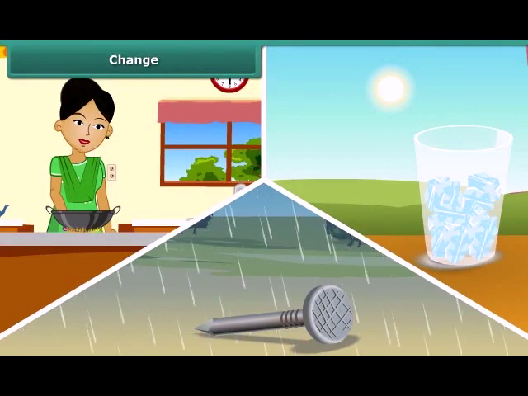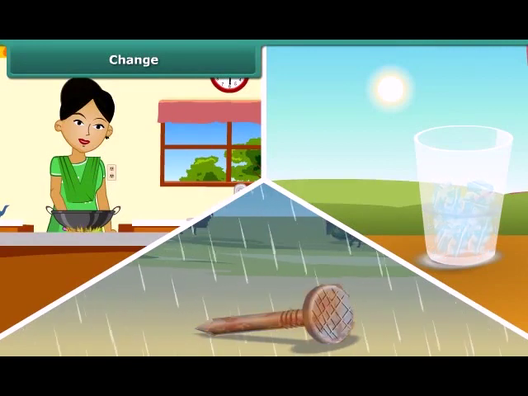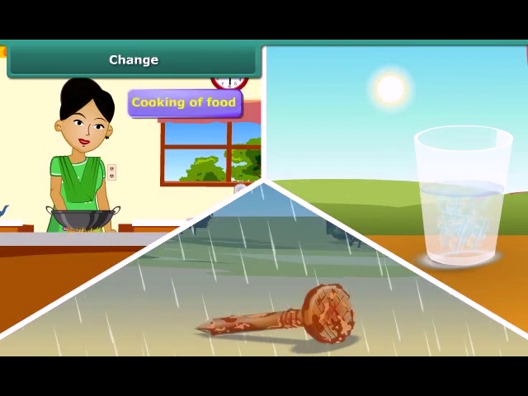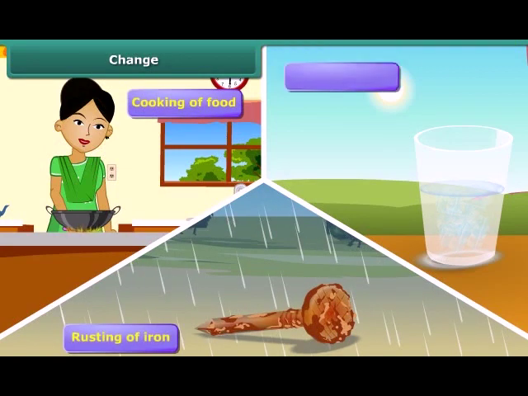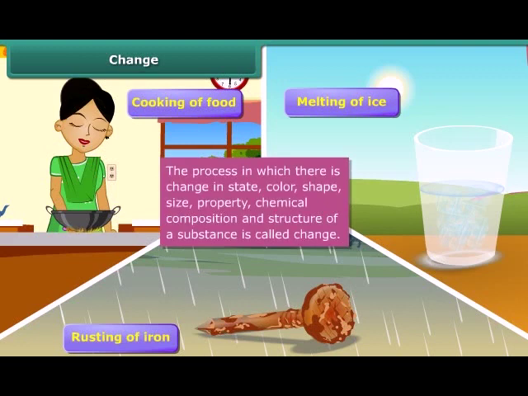We observe many changes. Some examples of changes in our daily life are cooking of food, rusting of iron, melting of ice. Change is a process in which the properties like state, color, shape, size, chemical composition, and structure of a substance is altered.